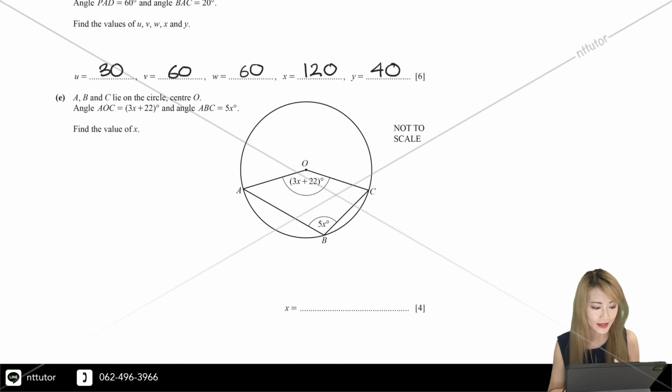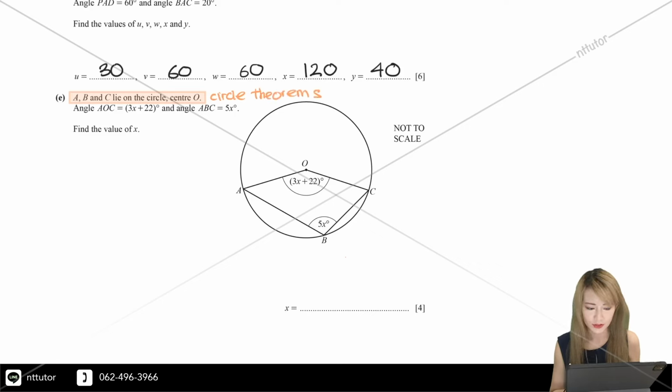A, B, and C lie on the circle center O. Angle AOC equals 3x plus 22, and angle ABC equals 5x. Find the value of x. Again, it says that A, B, and C lie on a circle of center O to remind us that we can use circle theorems.